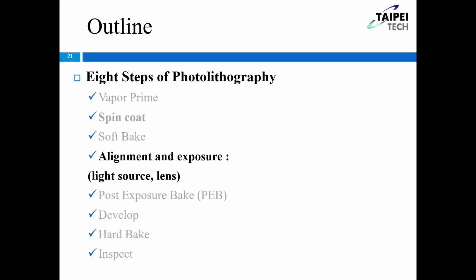The next one is alignment and exposure. For alignment and exposure, we must spend a lot of time, maybe more than 1 hour, because when we talk about photolithography, I think it is the most important section. Many technologies are inside the alignment and exposure here. So we will spend more time on alignment and exposure in this chapter.